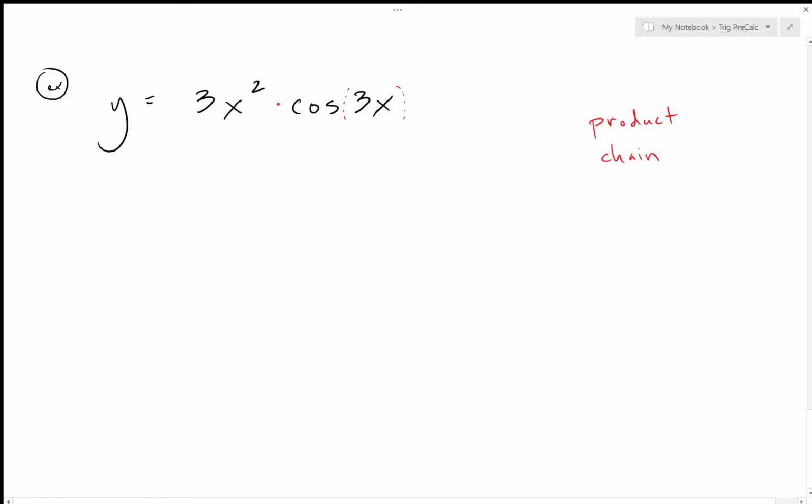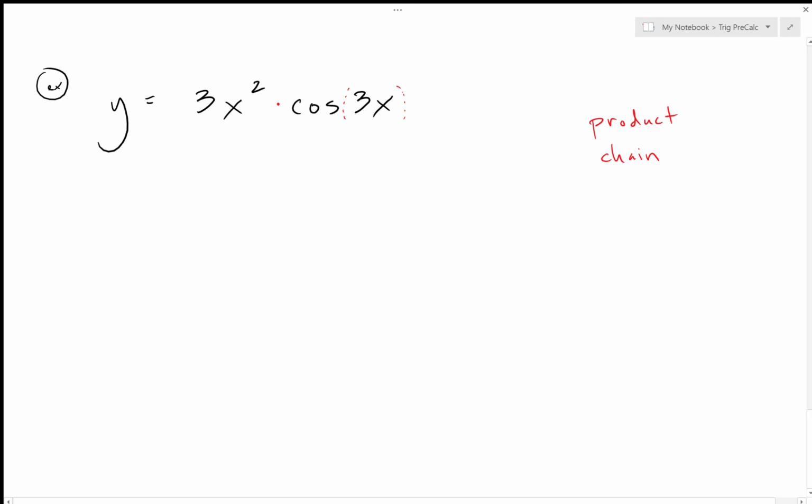One last one for now. y = 3x² cos(3x). Okay, not too bad. So I don't see it, but that's a multiply right there, so we do need product rule. And what's the other one? Remember, invisible parentheses here, cosine of 3x, that's a chain. So we've got product rule and we've got a chain rule. So product's the bigger one here.